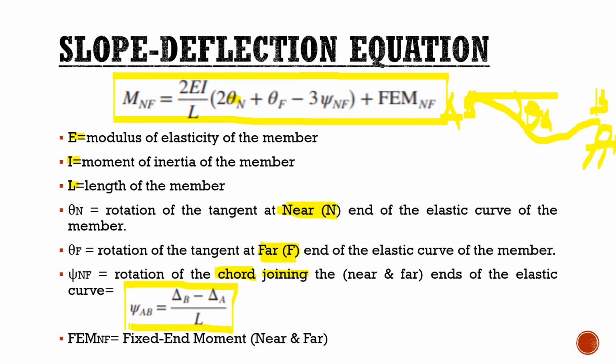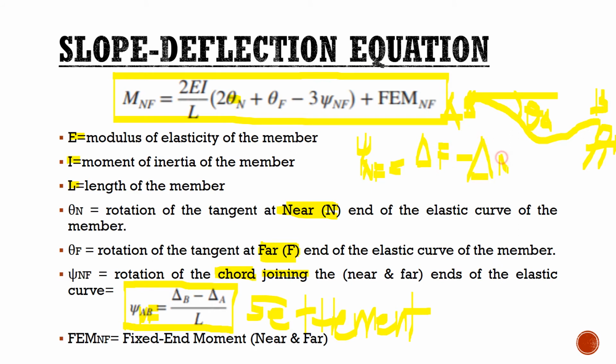This is in terms of the settlement. The formula is delta B minus delta A over L. In general, psi NF is equal to delta F minus delta near, over L. If there is no settlement, if the support does not yield, then it is 0, so you can cancel out the minus 3 psi NF term.